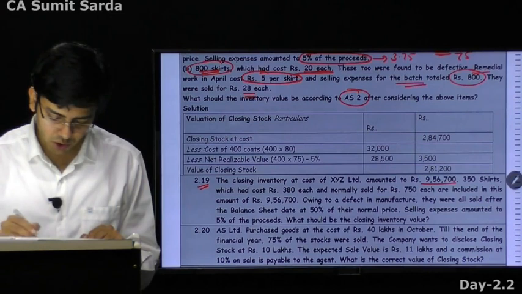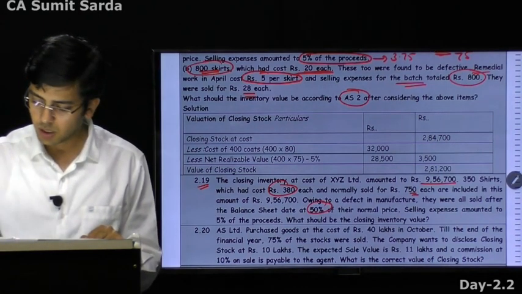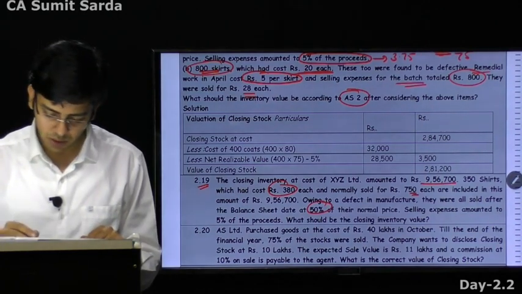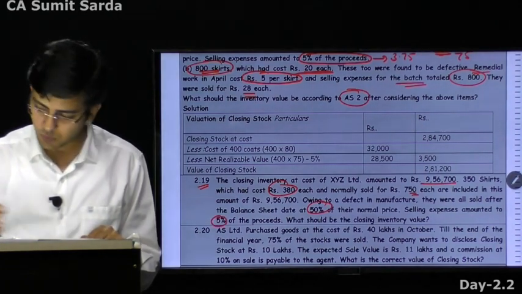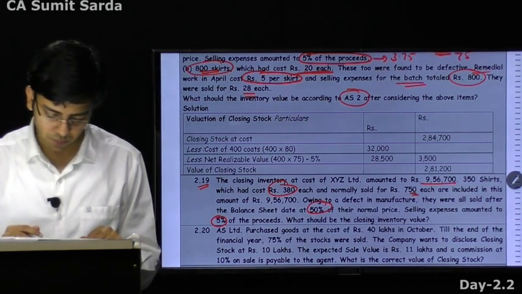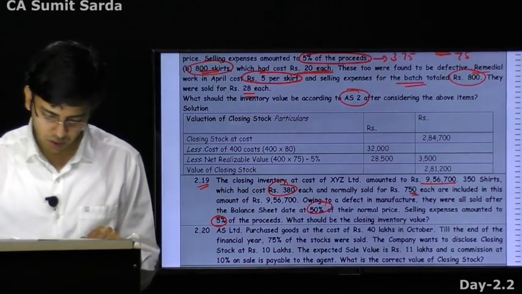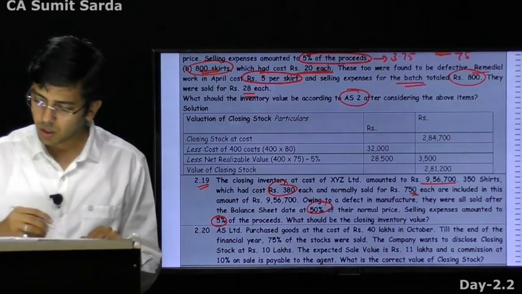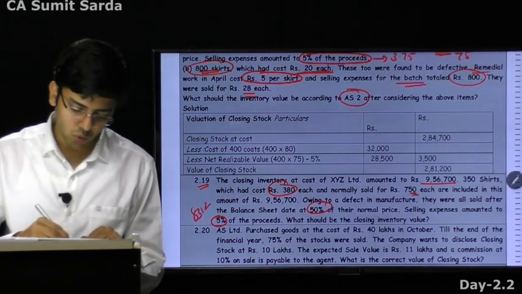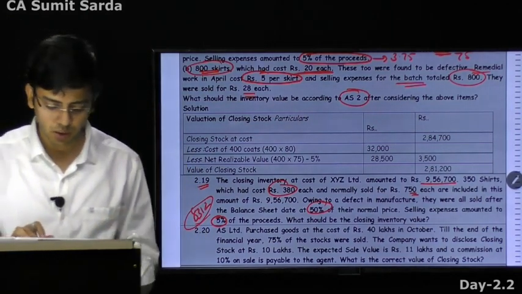956,700. There are 350 shirts of 380 each, normally sold at 750. Included in this cost, owing to defect, they were sold at 50% of normal selling price. 50% of normal selling price makes it 375. Selling expenses is 5% of the proceeds, so 356.25. What is the value of the inventory? So there is a decline of 8312. So I am giving you the answer. You need to calculate it on your own and check whether you get 8312 or not.